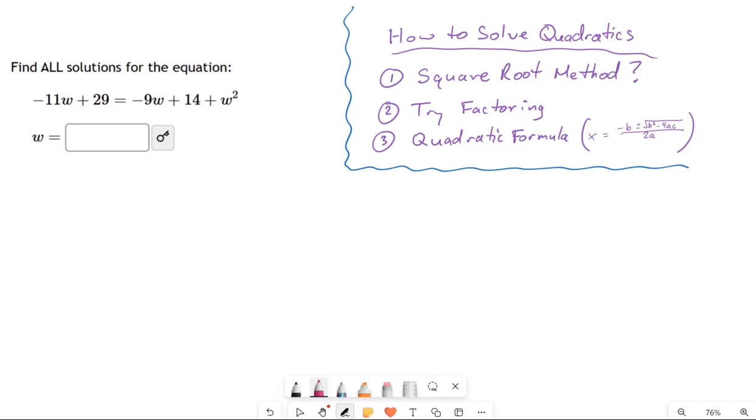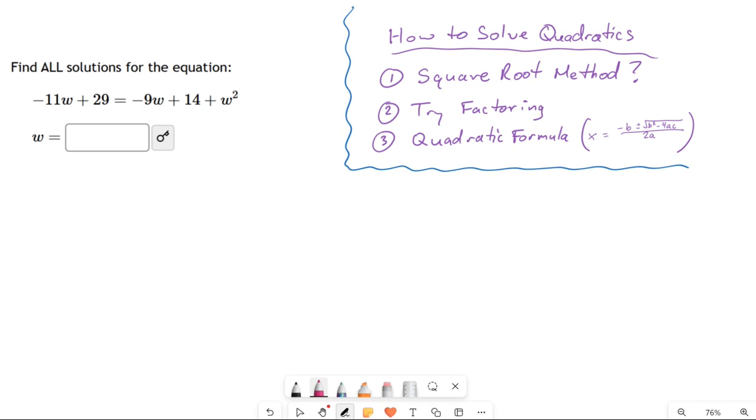So I have a quadratic formula here. And the way I know this is a quadratic formula, or quadratic equation, I should say, is I have this w squared term. That squared means quadratic. And as soon as you see a quadratic, you want to be doing one of these three methods I have listed over here on the right.